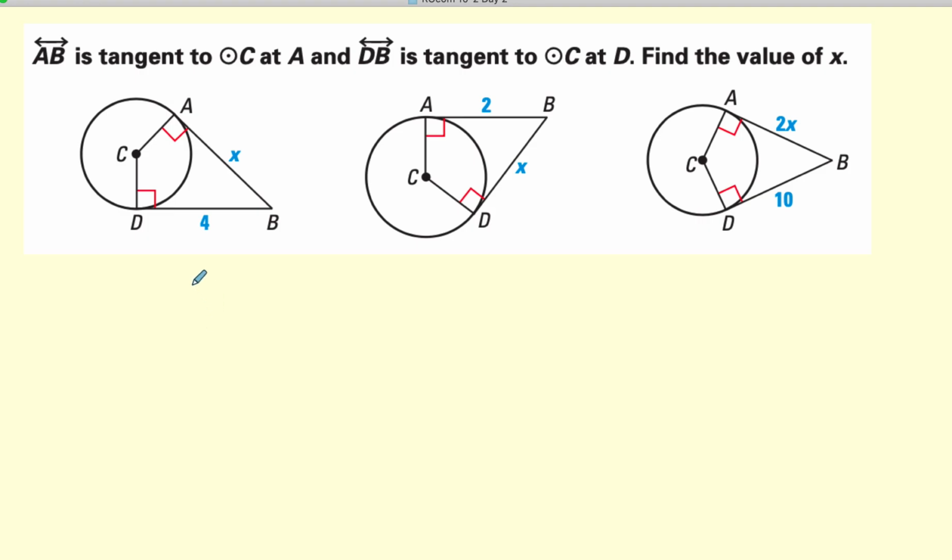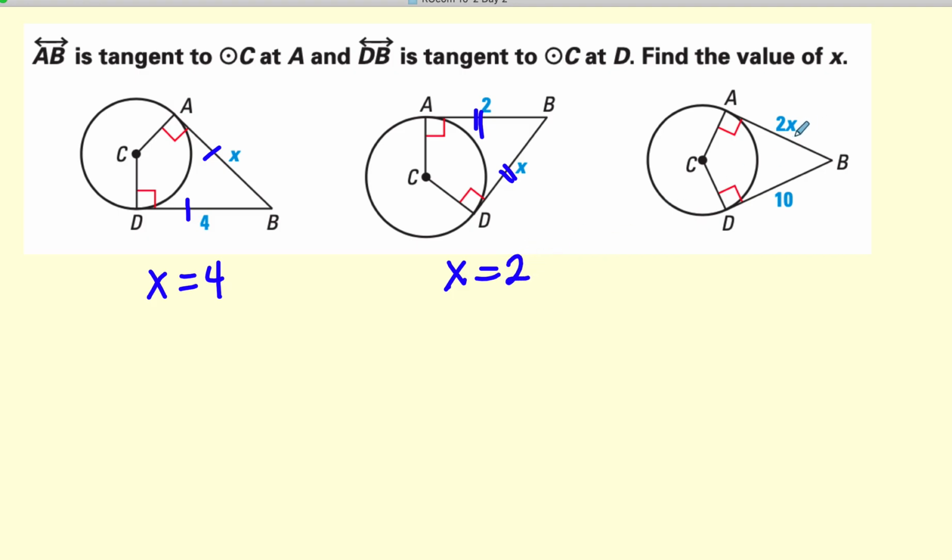Let's go ahead and do these. These are tangents, and so therefore this tangent segment will be congruent to this tangent segment. So x will be equal to 4. This tangent segment will be congruent to this tangent segment. This will be x is equal to 2.